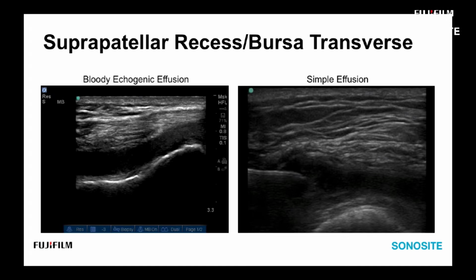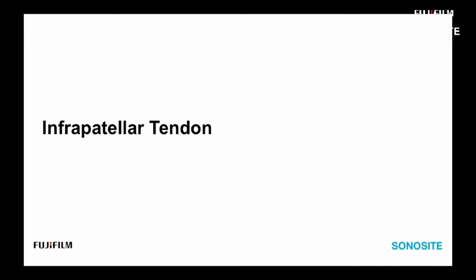joint fluid there. A simple effusion will just be anechoic or 0 echoes, very easily compressible, and you should expect just the typical synovial fluid on aspiration. Here's a needle. The focus of this talk is not necessarily to go over all the knee injections, but this would be the traditional approach. This would be lateral to medial by ultrasound. All right, so before we go on to the infrapatellar tendon, we're going to break out and scan real quick that suprapatellar recess and the quadriceps tendon.